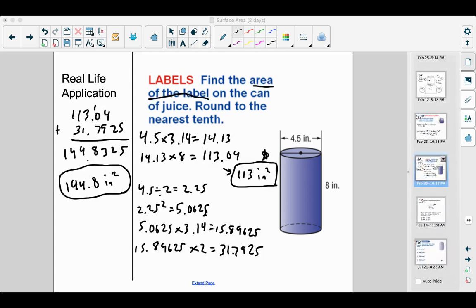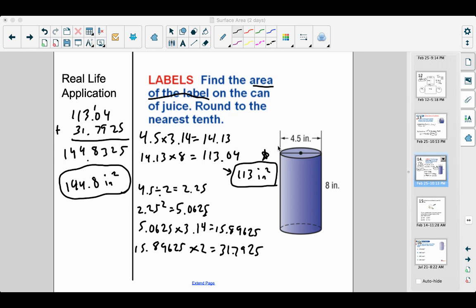All right, welcome back. Hopefully you got either 113 inches or 144.8 inches squared, depending on how carefully you read the question. If we read the question carefully, it says, find the area of the label on the can of juice. So the label would go around the outside. You wouldn't have the label on the top and the bottom. So if you read that, it was really actually just asking for the lateral area.